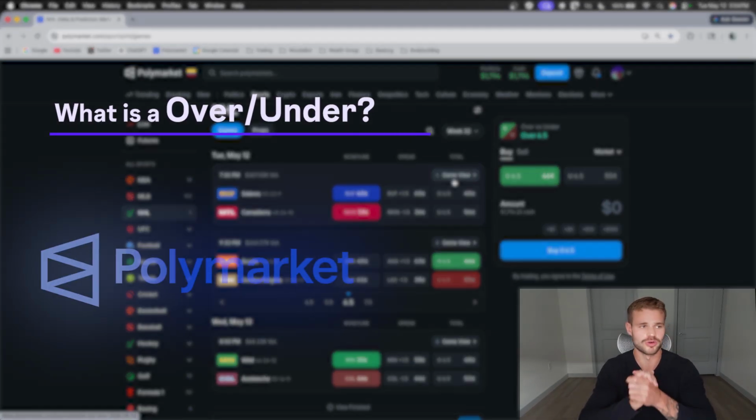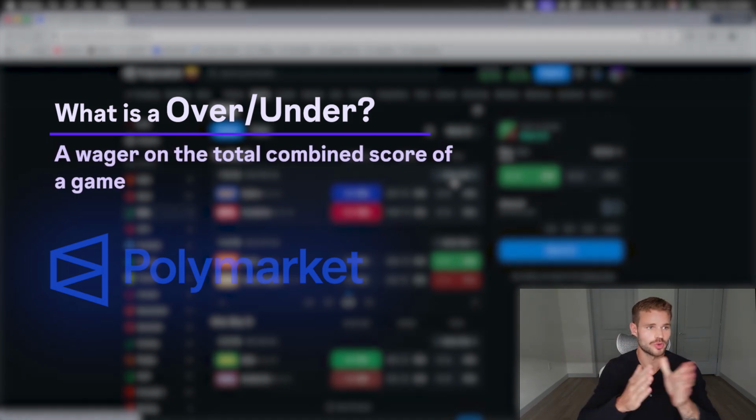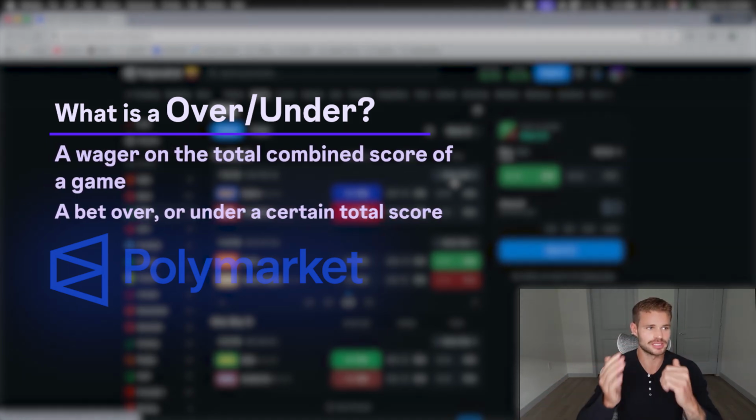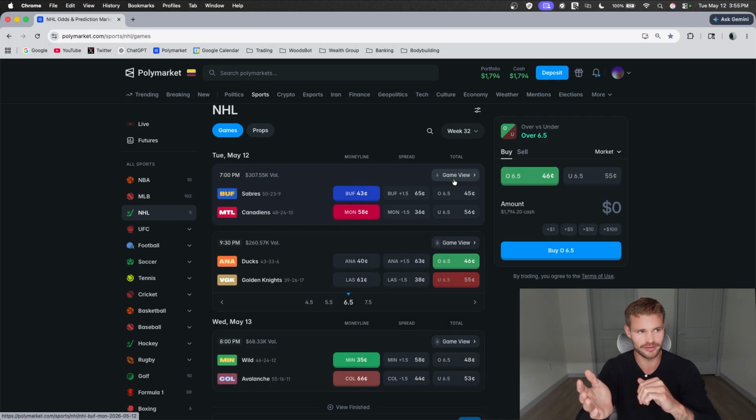Now, what is an over and under? This is a wager on the total combined score in a game. So in this instance, you must choose over 6.5, which means the total score must be 7 or more. And under 6.5 means the total score must be 6 or less.